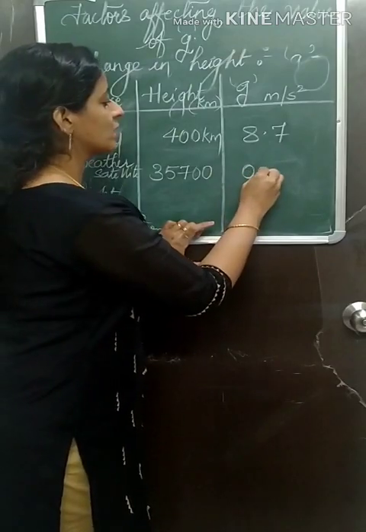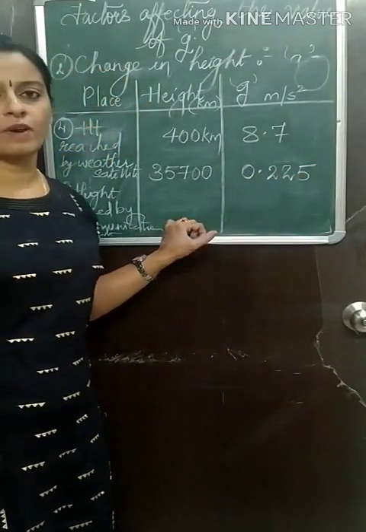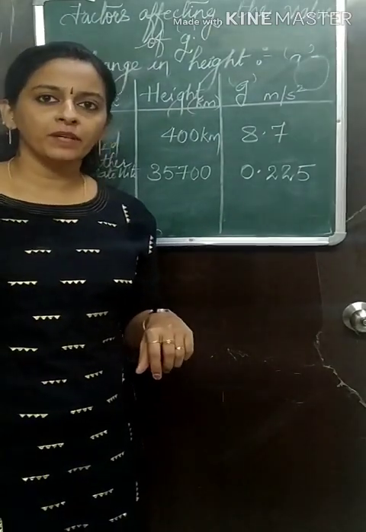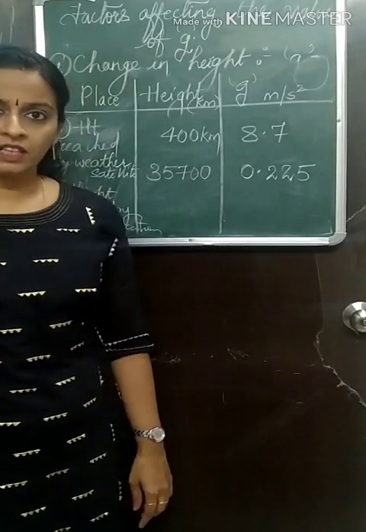That means 0.225 meter per second square. Okay, so I'll give you a few seconds to remember these values.